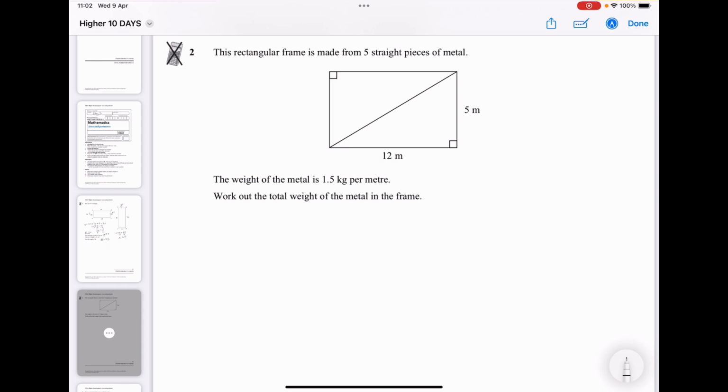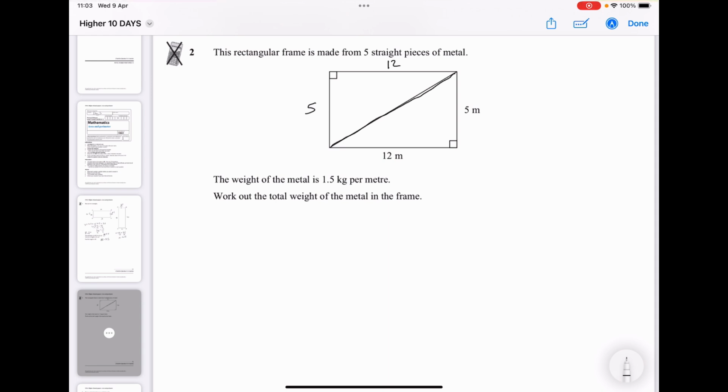Now what we've got: this rectangular frame is made from 5 straight pieces of metal. The weight of the metal is 1.5 kilograms per metre. Work out the total weight of the metal in the frame. It's quite easy to see that this is 5 and this is 12. However, it's this diagonal here, and we've got a right angle triangle.